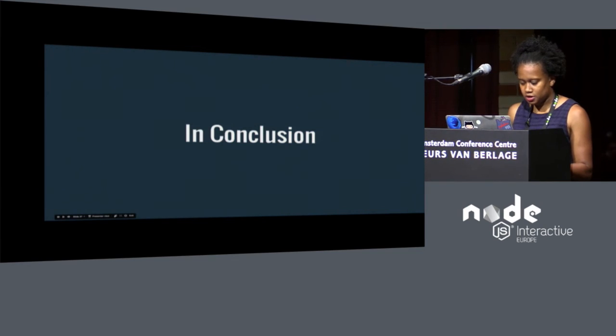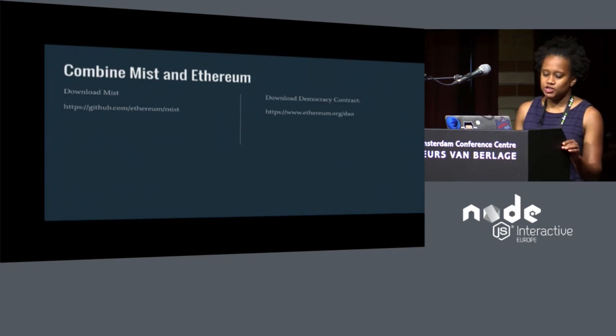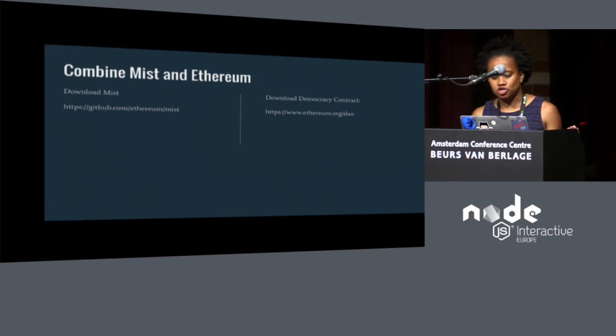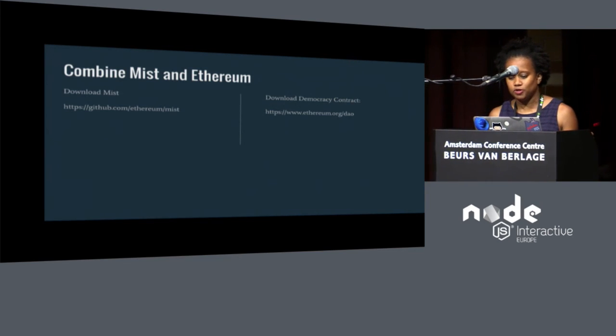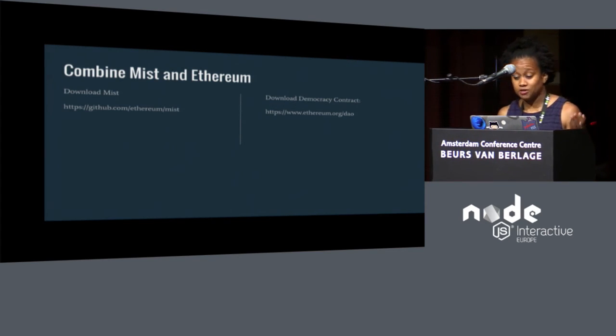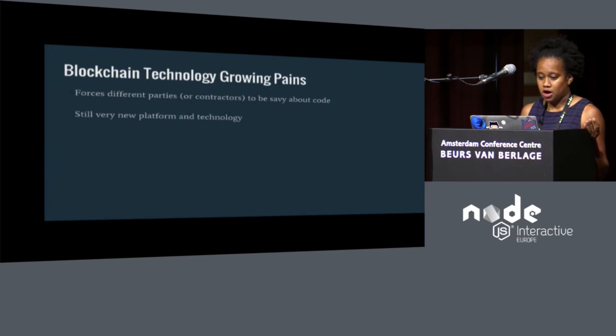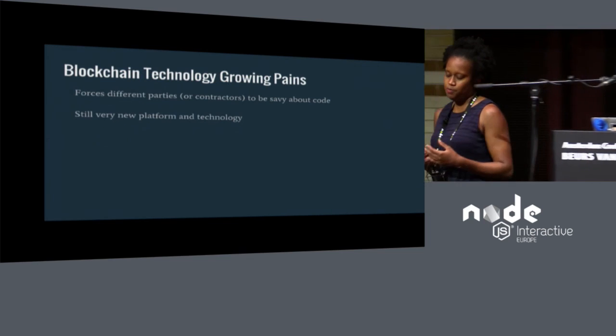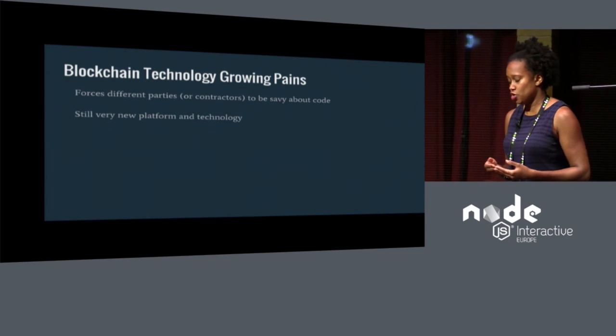Skip some of these. In conclusion, I am going to finish soon. What we just did is a combination of using Mist, and Mist is a Meteor app. If you want to get started, you can actually go to the official Ethereum website and look at their DAO contract. Blockchain technology. Many people ask me, oh, are you a Bitcoin or blockchain promoter?